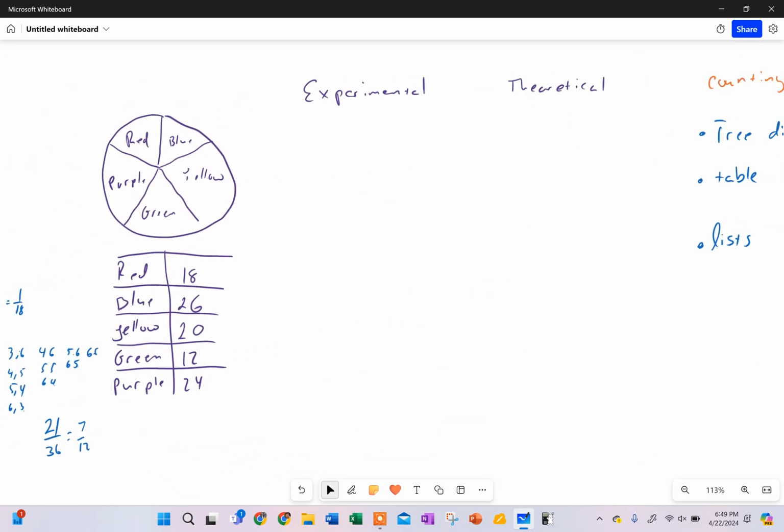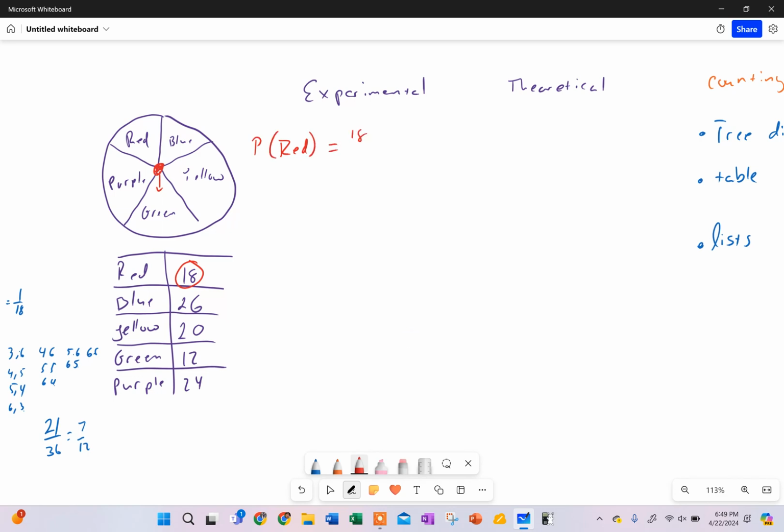Now we're going to talk about experimental probability versus theoretical probability. Let's say I have this spinner. Now imagine that this spinner is drawn properly and that these 5 sections are all equal. When I spin it a bunch of times, it comes up red 18, blue 26, yellow 20, green 12, and purple 24. Experimentally, if I said, what's the probability that it's going to come up, let's say red? Red, we would say that's 18, and this is based on our experiment.